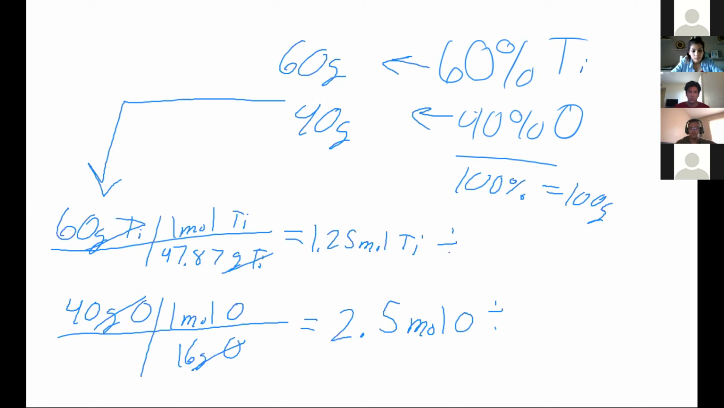So we're just trying to find what subscripts would go under each of these elements when they're in a compound. And this is how we do it. Going from our percentages, assuming 100% equals 100 grams, we assume the number of grams equals their percentages, convert our grams to moles, and then divide each of these numbers by the smallest number of moles. So 1.25 divided by 1.25, and then 2.5 divided by 1.25.